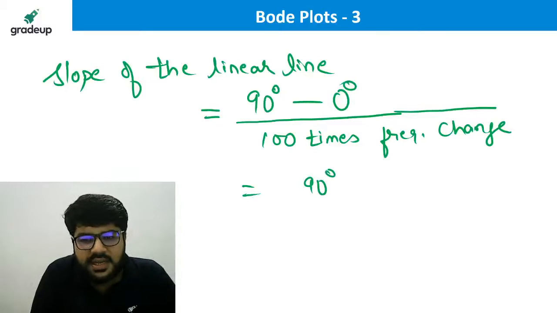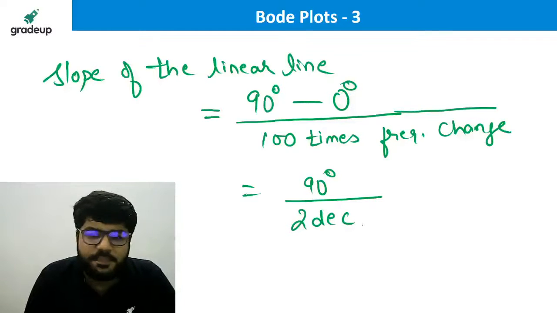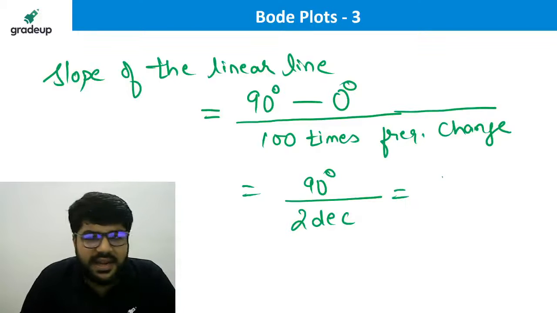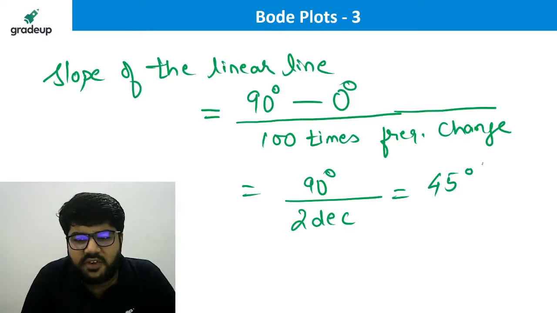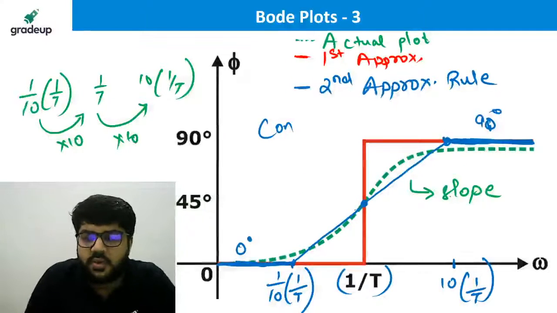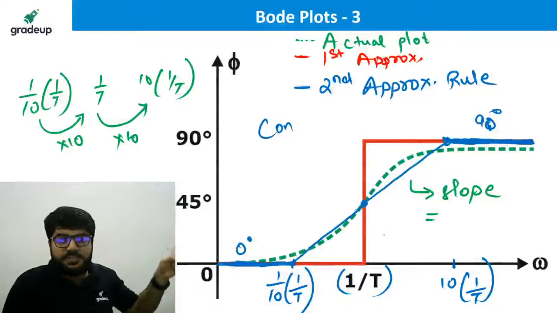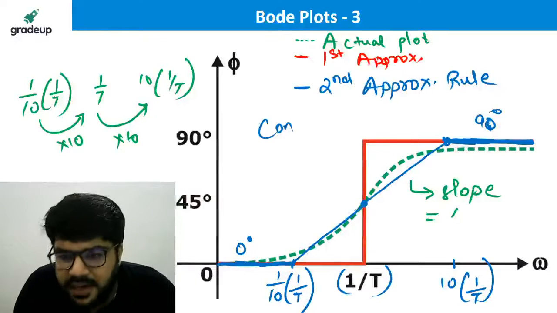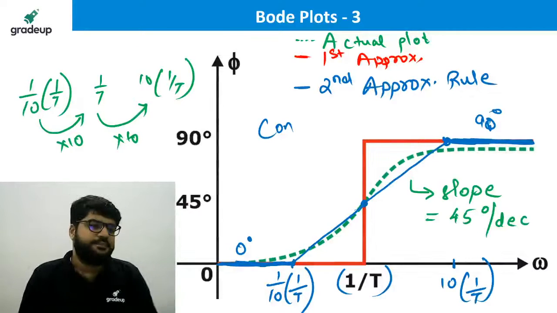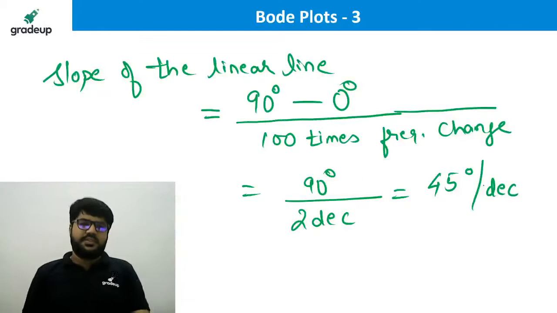So this is 90 degrees and 100 times, that is 2 decades, because a factor of 10 times is 1 decade. 90 degrees per 2 decades, cancel 90 and 2. The slope is 45 degrees per decade. What is the unit of slope? In the case of phase plot, it is degrees per decade. Magnitude plots are in dB per decade. Here it is degrees per decade, 45 degrees per decade. That is the slope of this line.